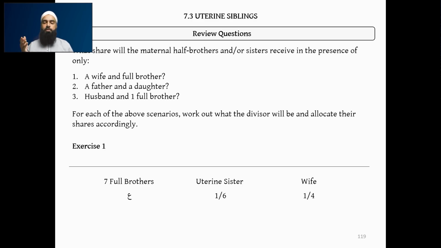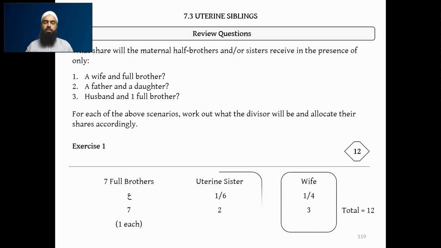We take the 4, we multiply by 3. That gives us our divisor as 12. So the wife gets a quarter of 12, which is 3. The uterine sister gets 1/6 of 12, which is 2. And we see 3 plus 2 is 5, remaining is 7. So the 7 full brothers get the 7, which equals 1 each. And the total is 12 if you add up 7 plus 2 plus 3. And this is where we know we've got it right.